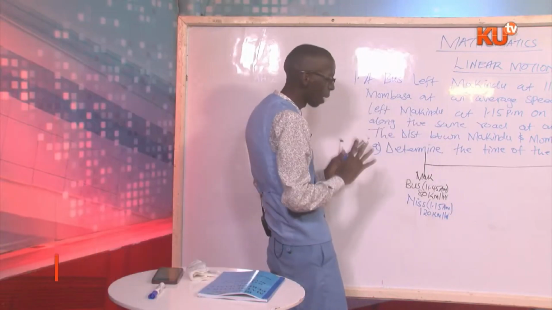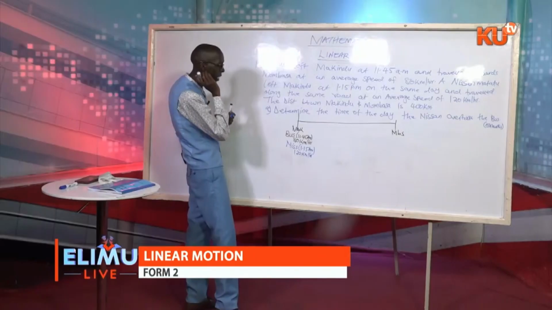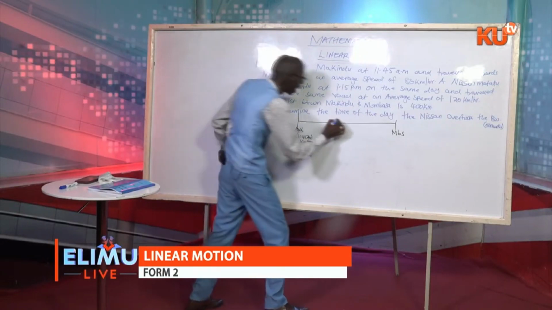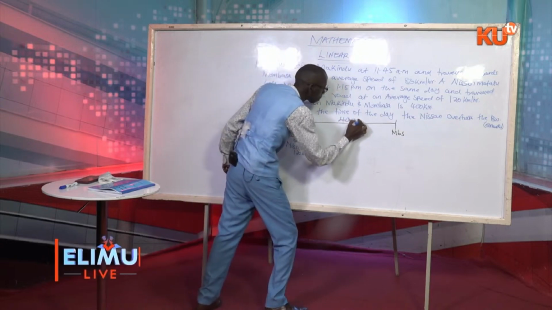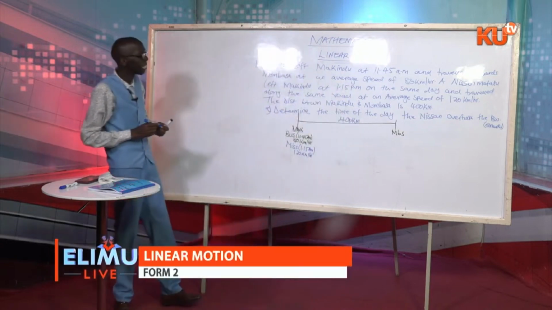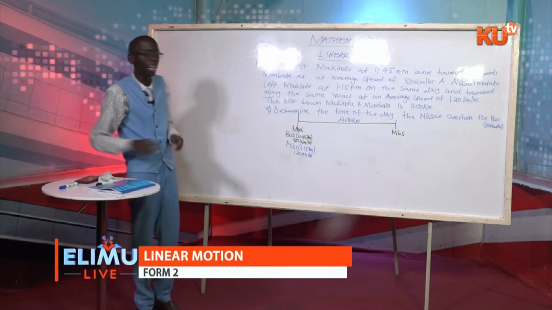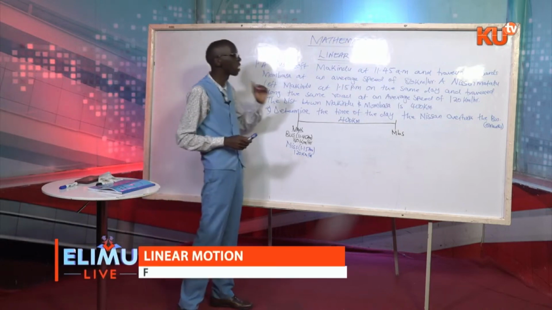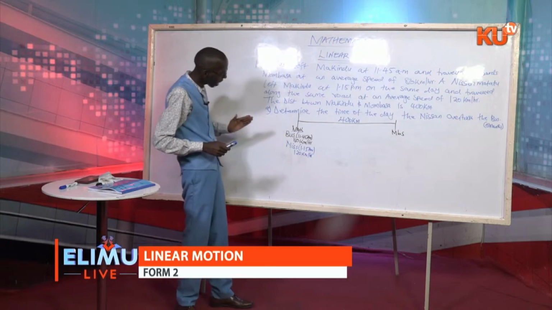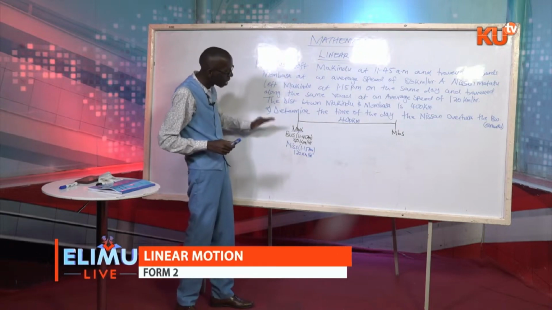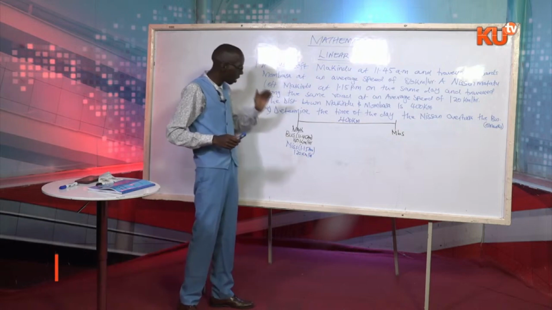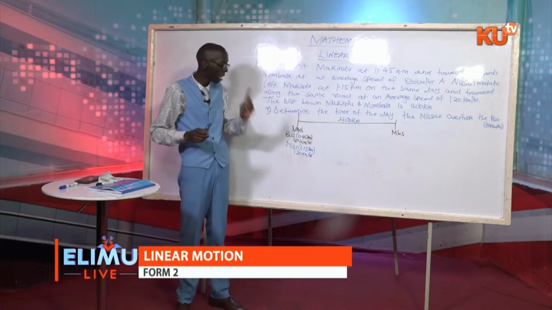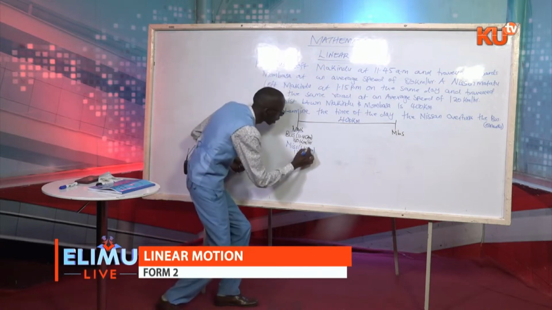Now, my dear student, this is how you should arrange your work for easier calculation. The distance between Makindo and Mombasa is 400 kilometers. Determine the time of the day the Nissan overtook the bus. So the first thing that we need to get is the bus began the journey at 11:45 a.m. The Nissan began the journey at 1:15 p.m.